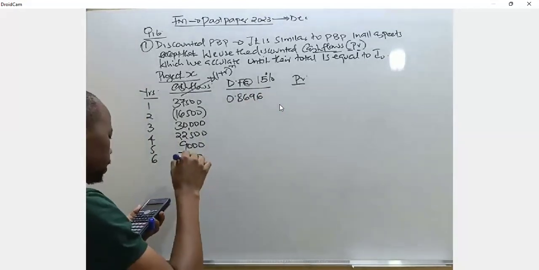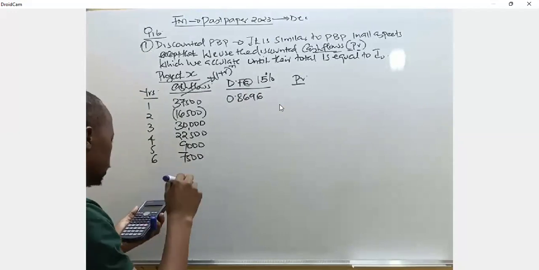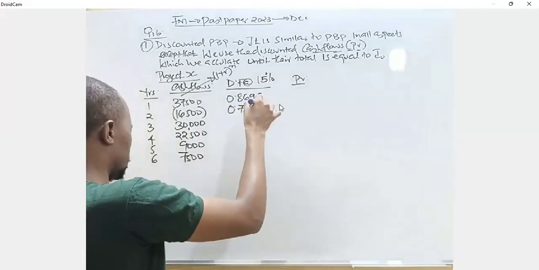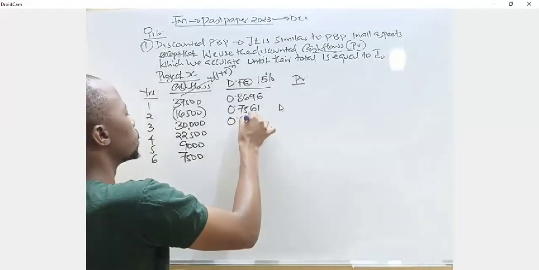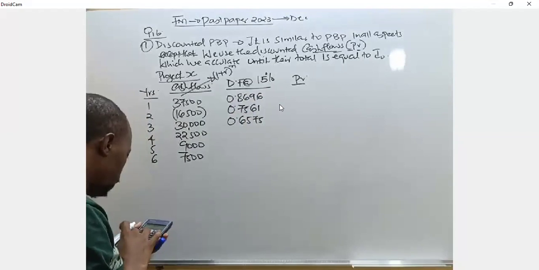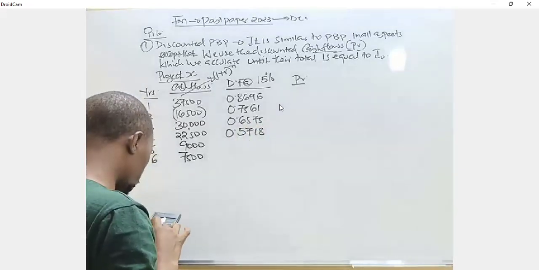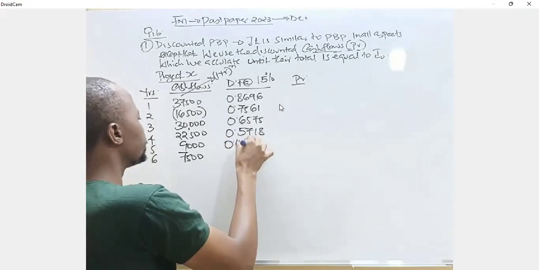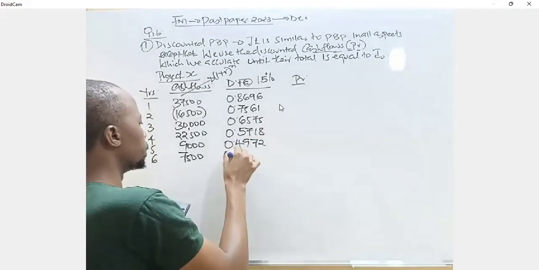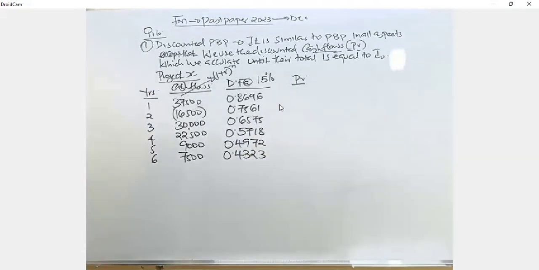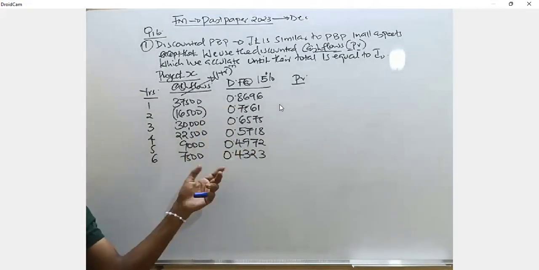We go to the second year, 1.15 raised to a negative 2, getting 0.7561. We go to year 3, getting 0.6575, year 4, we are getting 0.5718. Then we go to year 5, getting 0.4972. Then we go to the last year, which is year 6, getting 0.4323. I'm sorry for that delay. So once you get this, you just need to multiply with your cash flows.